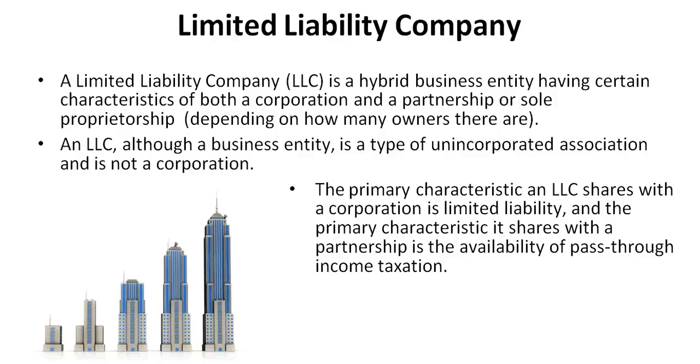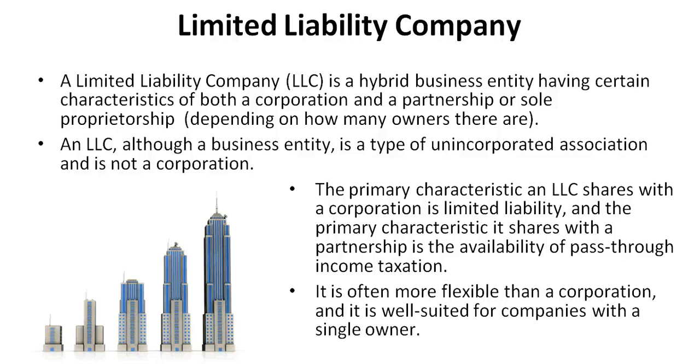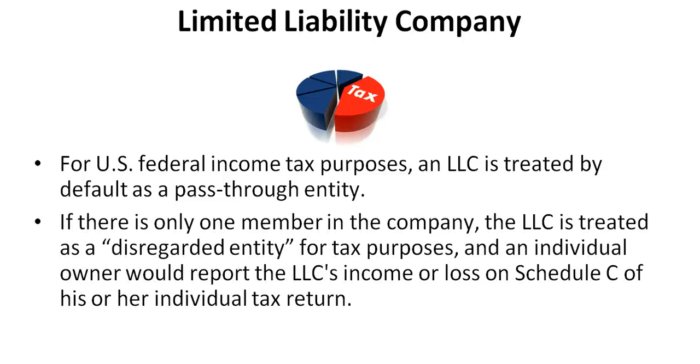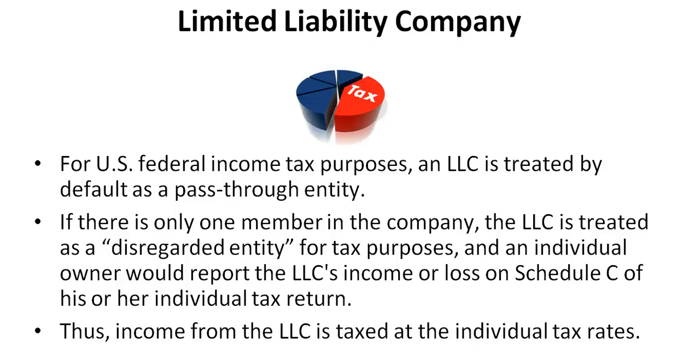The primary characteristic an LLC shares with a corporation is limited liability, and the primary characteristic it shares with a partnership is the availability of pass-through income taxation. It is often more flexible than a corporation, and it is well suited for companies with a single owner. For U.S. federal income tax purposes, an LLC is treated by default as a pass-through entity. If there is only one member in the company, the LLC is treated as a disregarded entity for tax purposes, and an individual owner would report the LLC's income or loss on Schedule C of his or her individual tax return. Thus, income from the LLC is taxed at the individual tax rates.